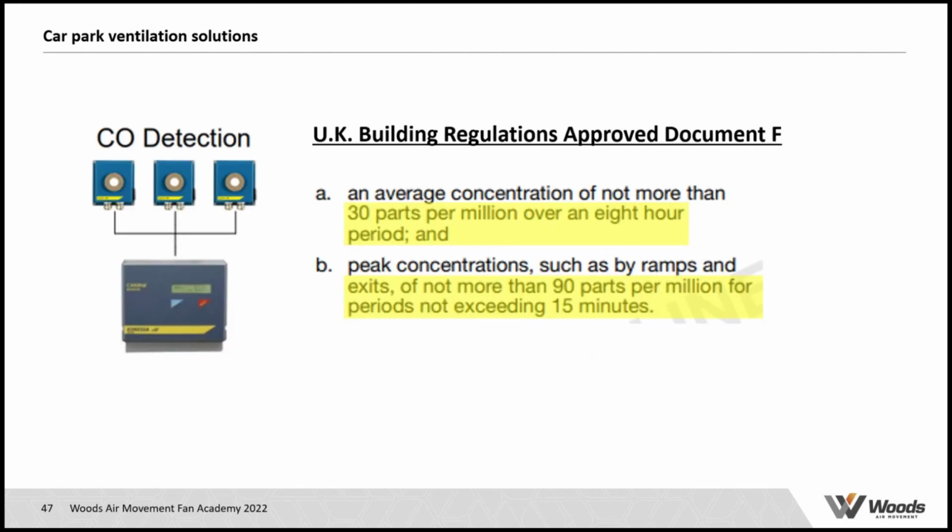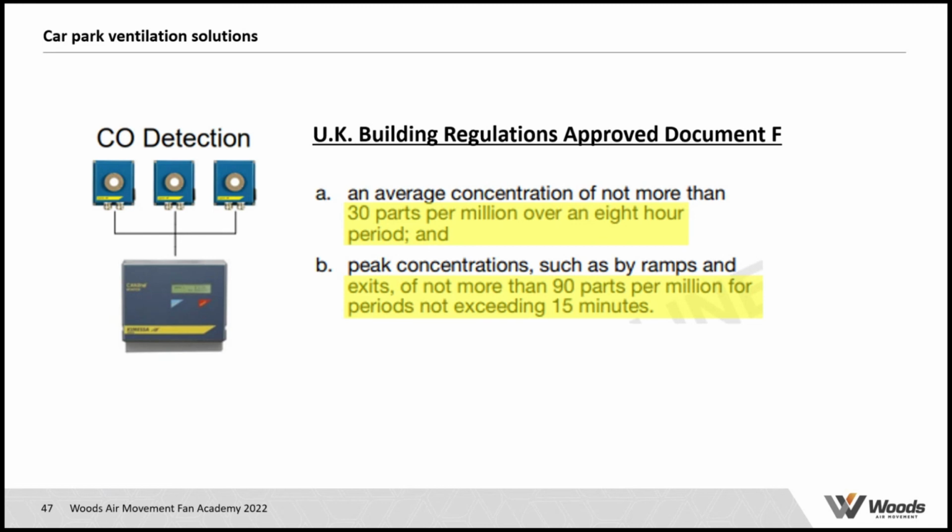Just briefly, what is included? As I said, it's not specifically referred to, but indirectly it is. It says that you have to maintain conditions in the car park that would not exceed 30 parts per million of carbon monoxide as an average over an 8-hour period. So you need to read it closely, because that might allow you to actually go up to 60 or 70 ppm, as long as the average over the 8-hour period is not exceeding more than 30 ppm.